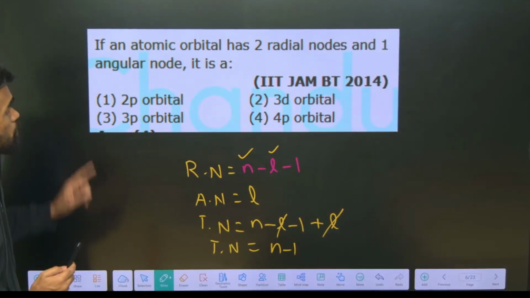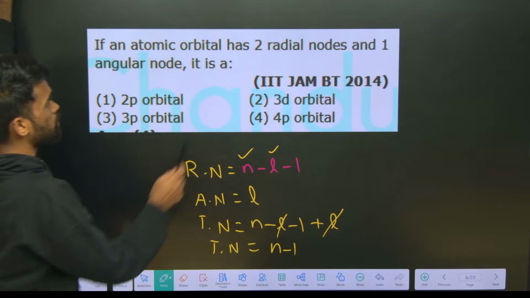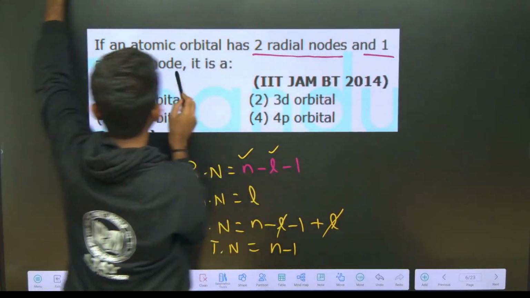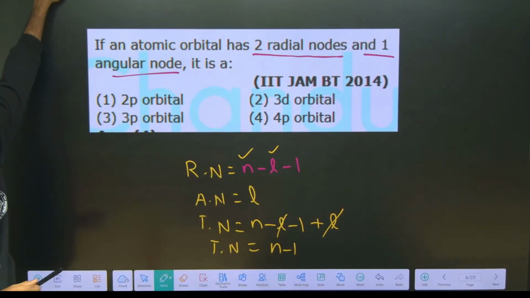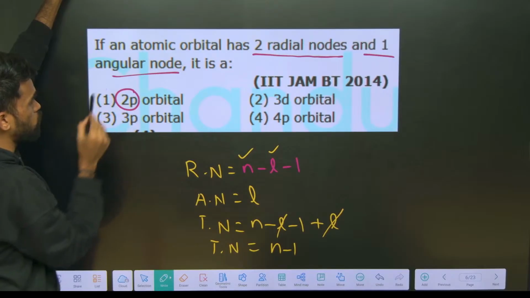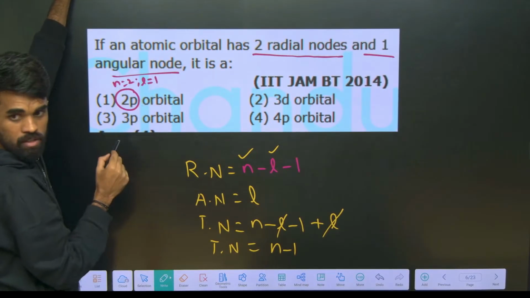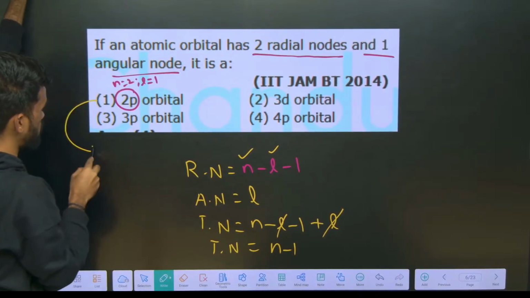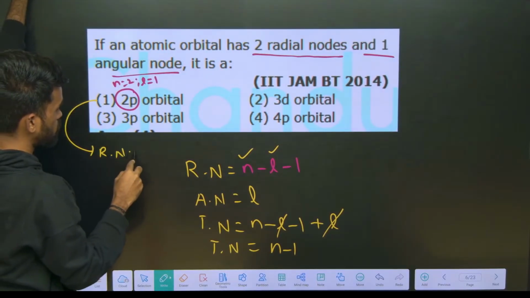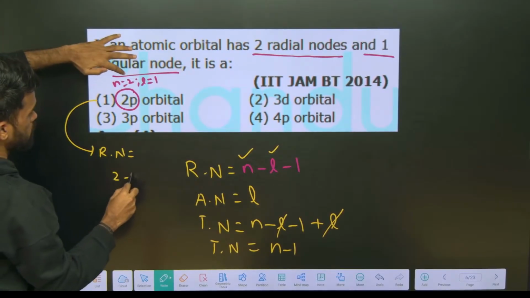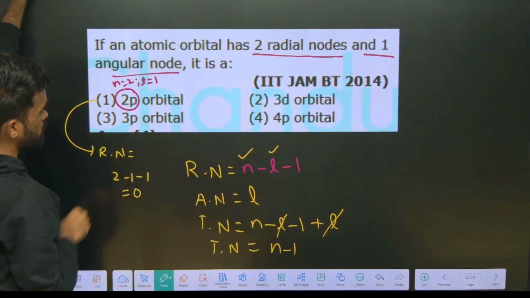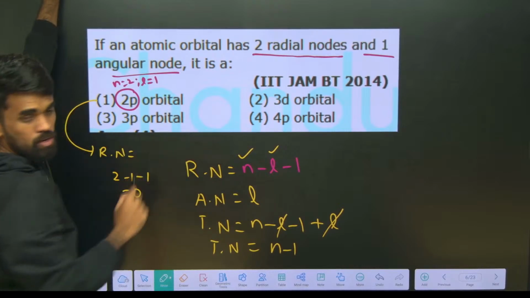Now tell me, an atomic orbital has 2 radial nodes and 1 angular node, then it is a... For 2P, just identify, n value is 2, L value is 1. Then radial nodes will be how many? n minus L minus 1, so 2 minus 1 minus 1, it should be 0. They are saying 2 radial nodes it should be.